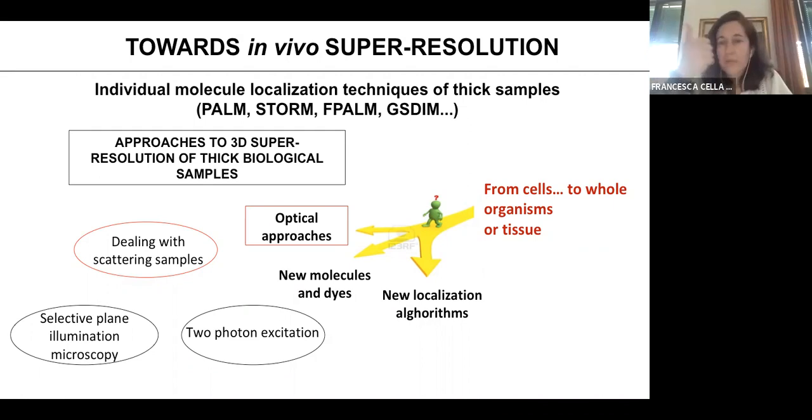We can work on the optical approaches, so changing the imaging system. We can work on the dyes we are using, so changing the labeling procedure, going to use new molecules or new dyes with better performances, or we can have new, for example, algorithms for super resolution. Then we will see which kind of super resolution in detail. So first I want to focus on what we can do from the optical approaches side.